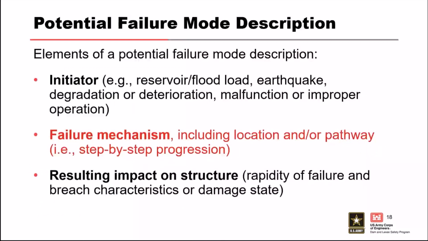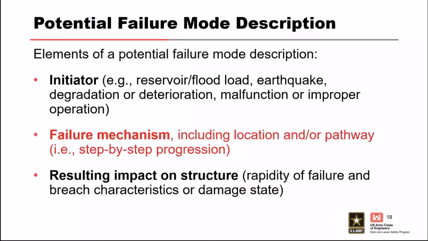Once the initiator for the potential failure mode has been identified, the failure mechanism must be developed in detail. So now this is our second element of our potential failure mode description. The failure mechanism is where we define how the structure is going to fail, and it's synonymous with the system response component of the general event tree framework that we discussed earlier.